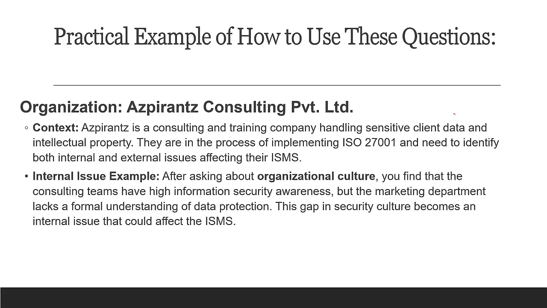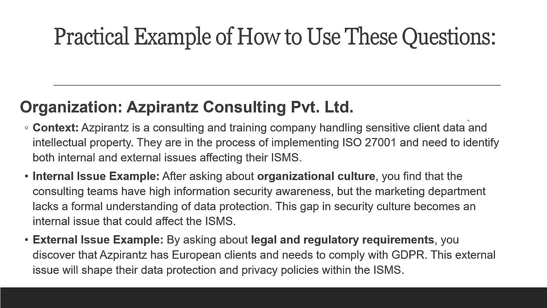So here we have an example: after asking about the organization culture, you will find the consulting team has a high information security awareness, but the marketing department lacks formal understanding of data protection. So that's an issue you have identified. And these gaps in security culture become the internal issue that could affect the ISMS. So I have to rectify this. Now, for the external issues, by asking about legal and regulatory requirements, you discover Aspirants has a European client and needs to comply with GDPR, but this external issue will shape their data protection and privacy policy within the ISMS. So this is how you can basically document.